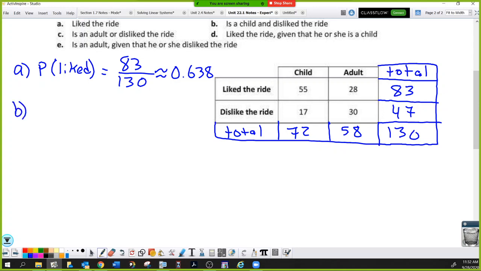Part B: the probability that a person who's polled is a child and disliked. So it's a child and disliked. My question is, what is the denominator?